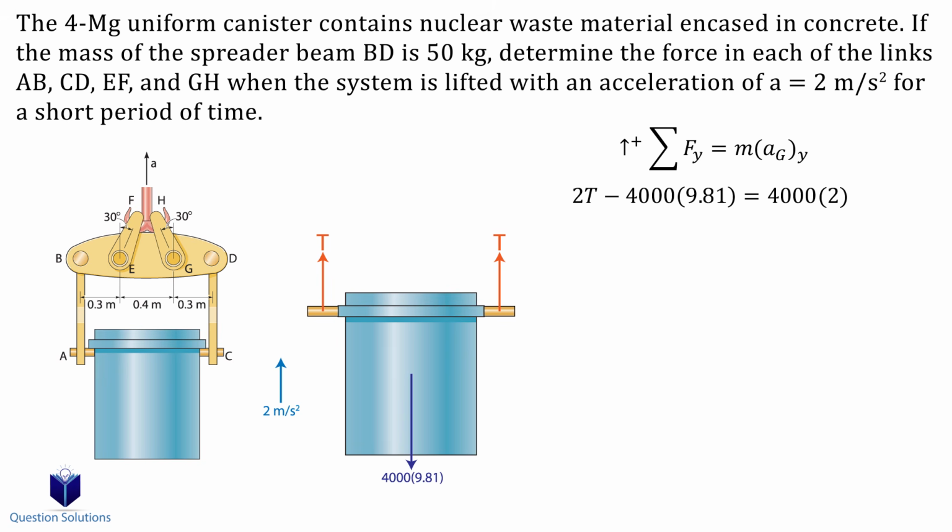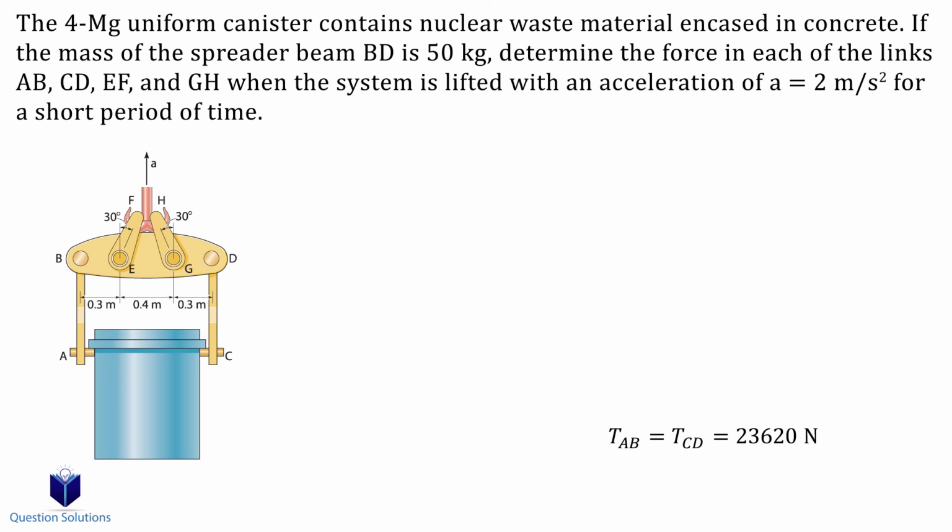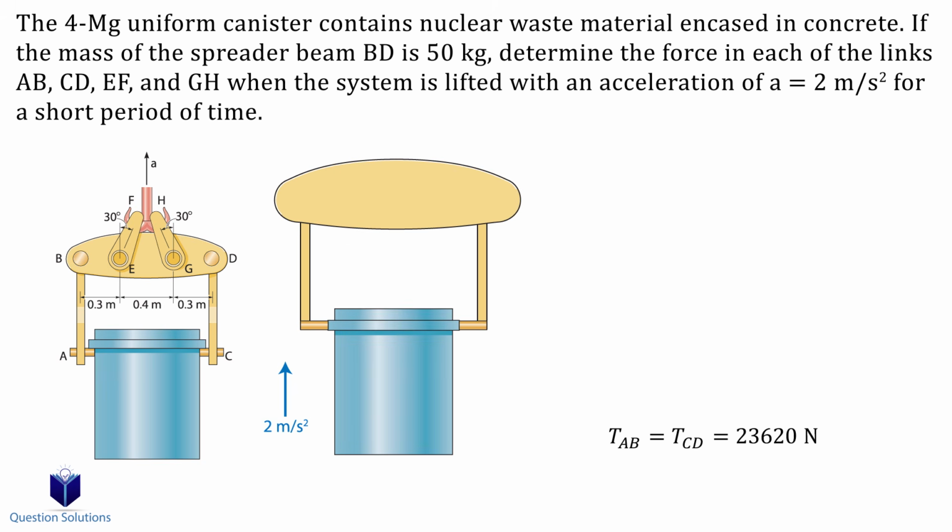We can solve for t, which gives us the force of each of the links AB and CD. Now let's consider the whole system. In other words, we're going to consider the beam that's on top. Let's draw another free body diagram.